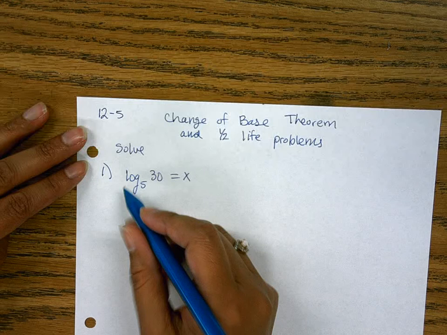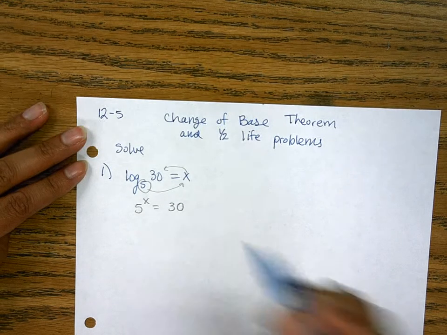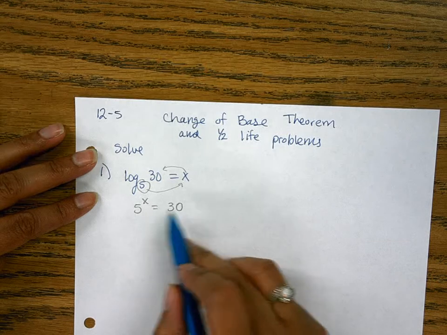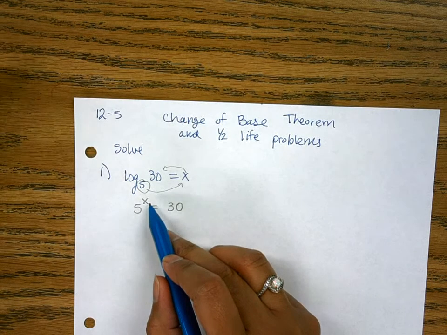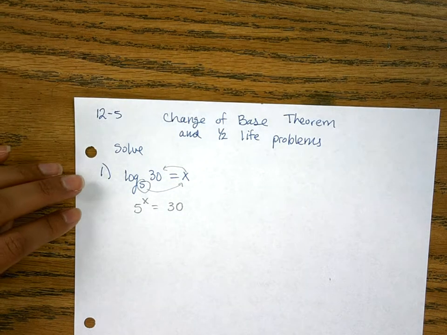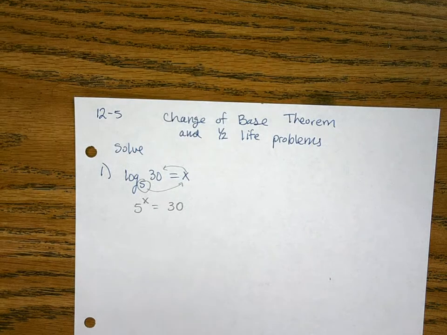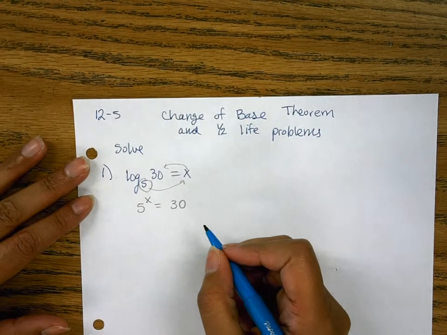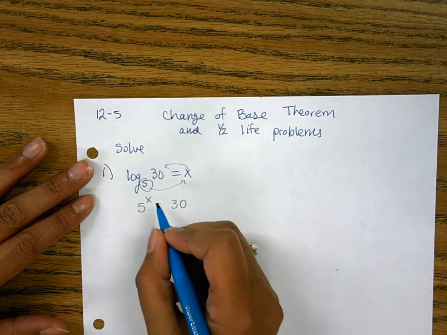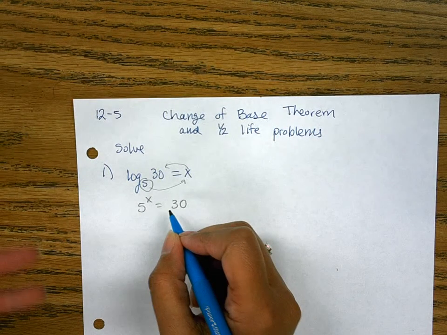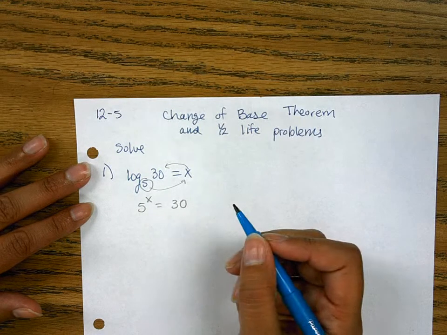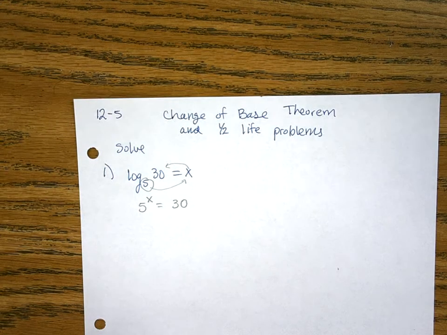We know that if I were to write this in exponential form, it would be 5 raised to the x equals 30. 5 to what power is 30? I can't raise both sides to the reciprocal because my power is the variable that I'm looking for. One of the log laws that we reviewed in a previous lesson was for an exponent. So if I take the log of both sides, I can bring the exponent down.